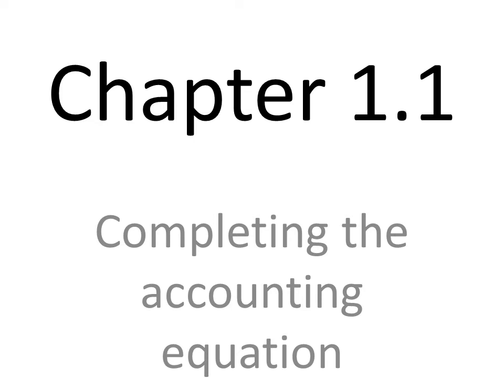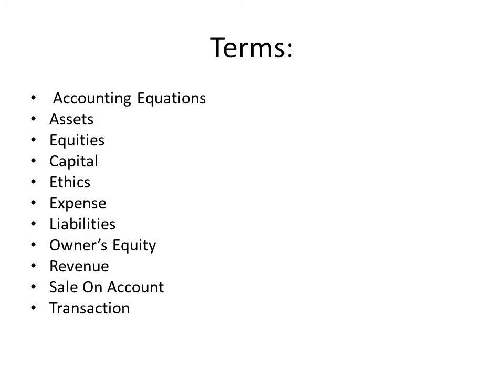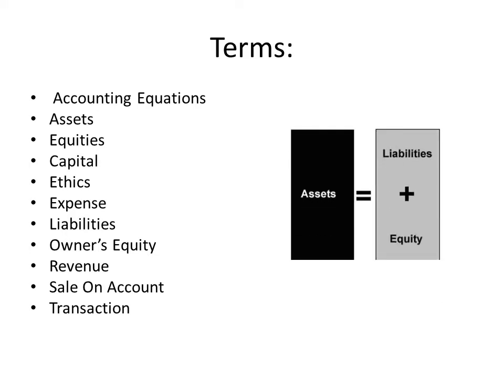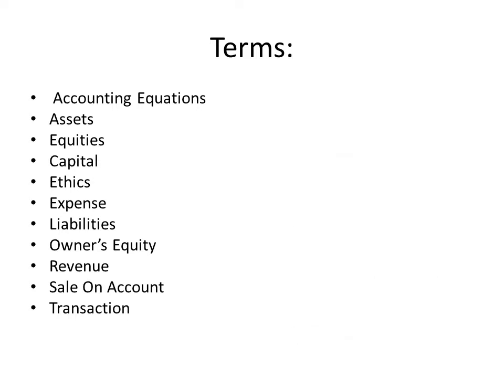Chapter 1.1 is about completing the accounting equation. Before we get started, got some terms we want to talk about. First term we're going to talk about is the accounting equation, and that's an equation showing the relationship among assets, liabilities, and owner's equity. We're going to be talking a lot about that during this class.